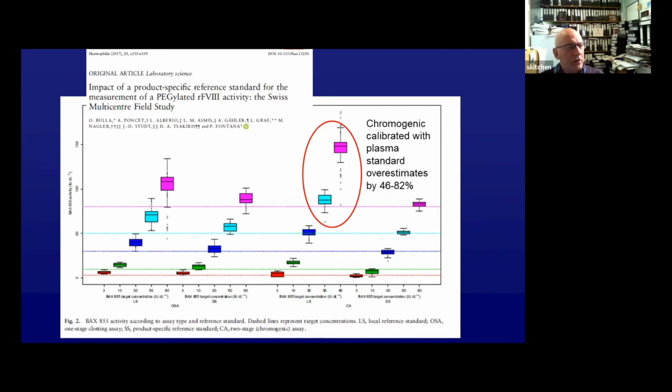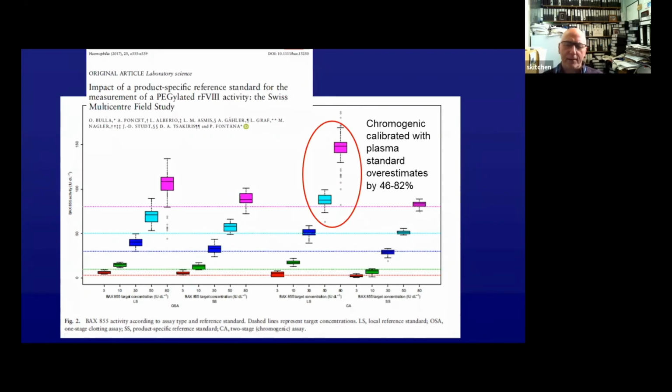reached a different conclusion. So they've got some one-stage assay data here and some chromogenic assay data here, and then they've got assays calibrated either with a local laboratory standard in the usual way, or instead the same assay calibrated with a specific standard, a product-specific standard. And what they noticed for chromogenic assays here was some marked overestimation if the assay was calibrated as usual with the usual human plasma standard. And they were able to see much better agreement to the expected levels if they used a product-specific standard.